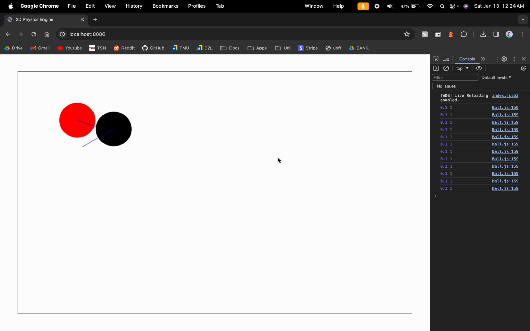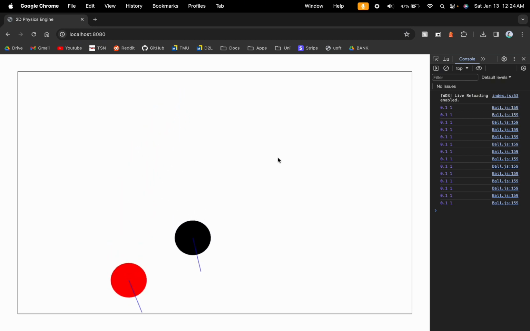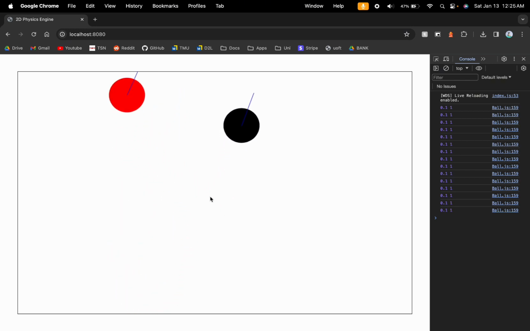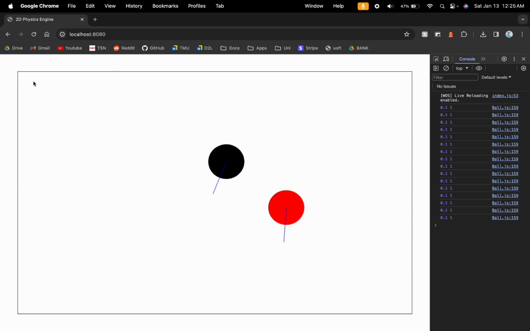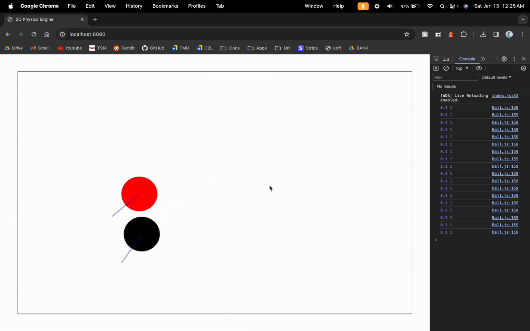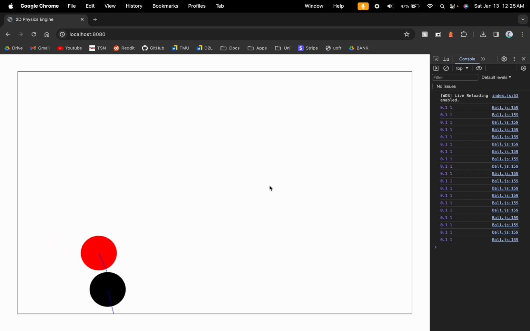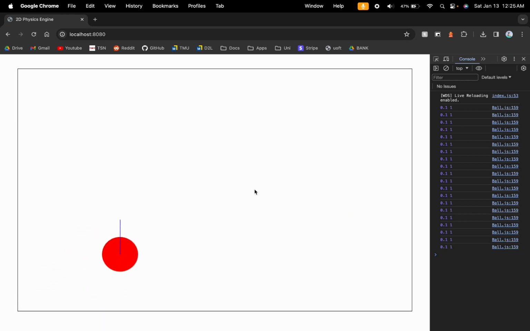So it's pretty sick. We're almost done with the physics engine. Now all we have to do is just add walls, and we could add the bounds for the canvas so that they don't bounce around and go out of the screen, as you can see over here. And then that's essentially it, I think.